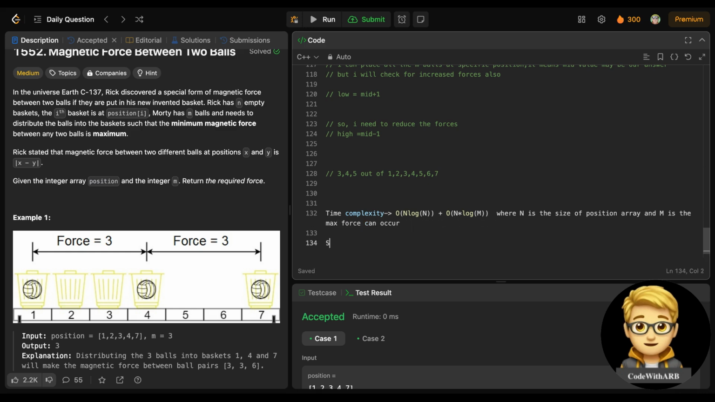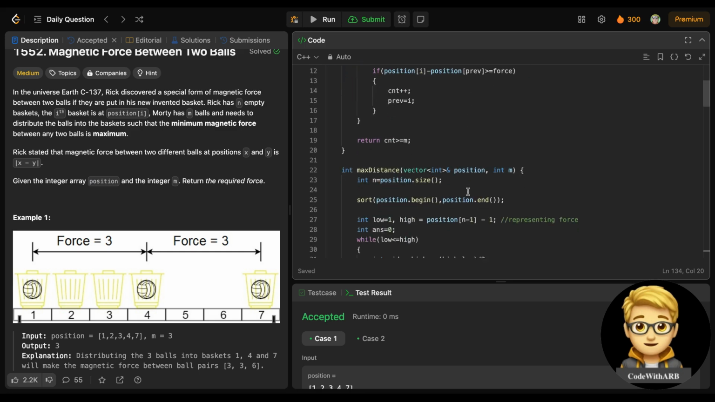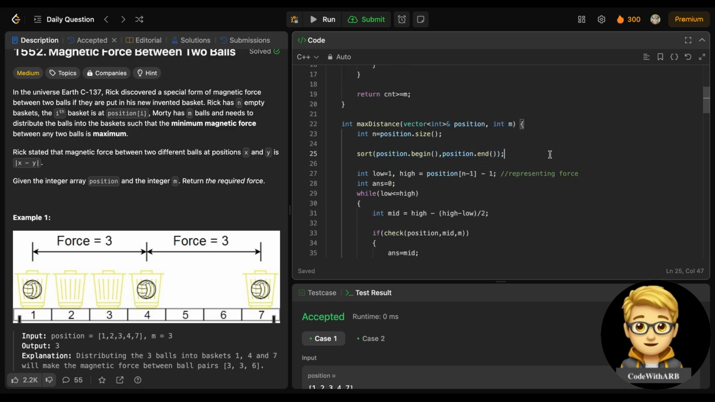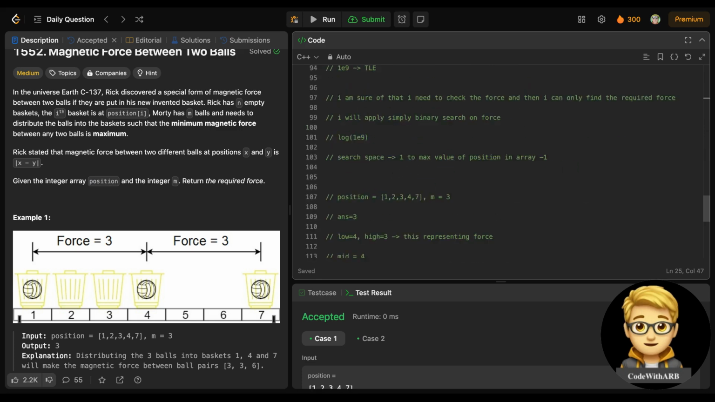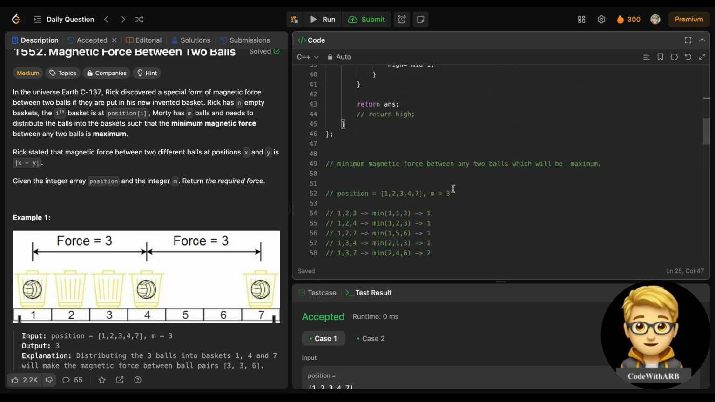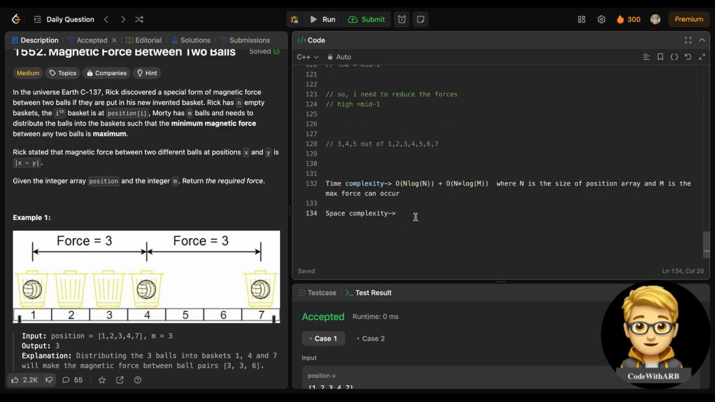And the space complexity would be, so if you see, we haven't taken any extra space, right? Although this sort takes O of n in other languages, in C++ it takes only O of 1. So basically we have O of 1, right? So this is the time and space complexity.